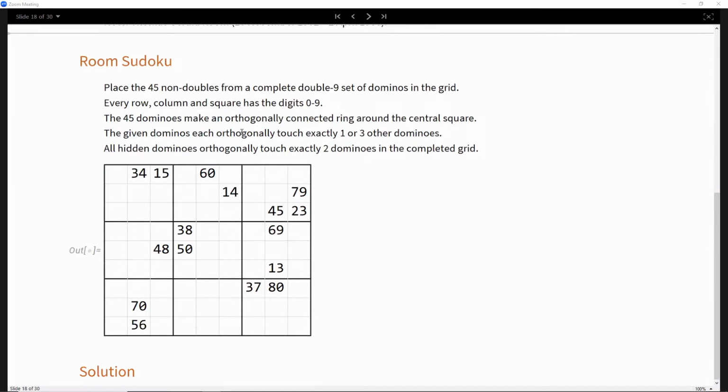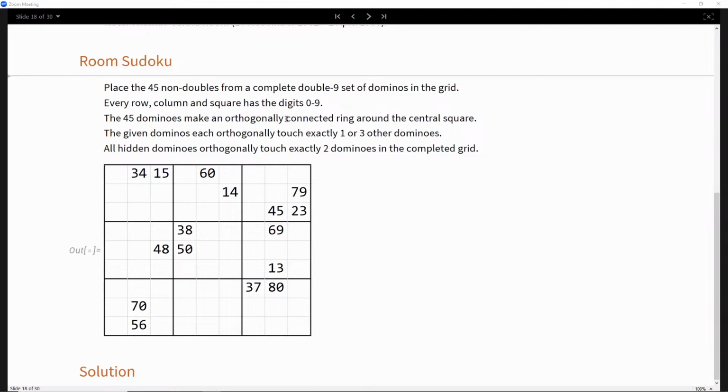So here's something you might want to take a screenshot of. This is a room Sudoku, room square. Place all 45 non-doubles from a complete set of double 9 dominoes into the grid. Every row, column, and square has the digits 0 to 9. So there's going to be some missing. This square here will only have 5 dominoes in it. Well, all of these will only have 5 dominoes.